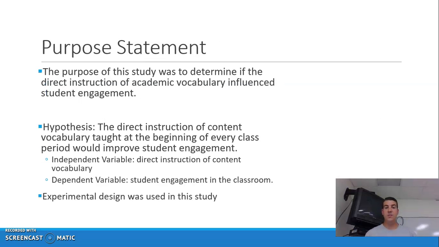The purpose of the study was to determine if the direct instruction of academic vocabulary influenced student engagement. The hypothesis was that the direct instruction of content vocabulary taught at the beginning of every class period would improve student engagement. For this study, our independent variable is the direct instruction of content vocabulary, with our dependent variable being student engagement in the classroom. And for this study, we employed an experimental design where we had one group as a control group and one as an experimental group who received the vocabulary intervention.